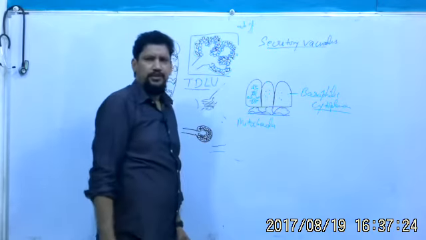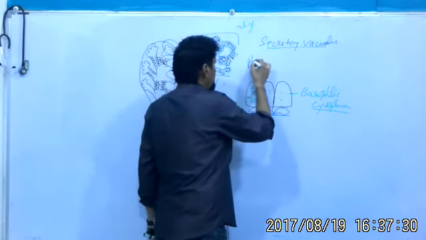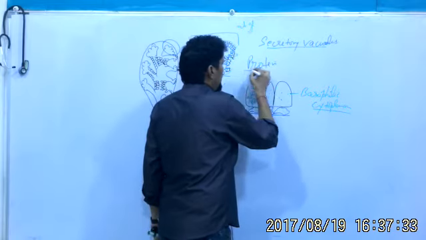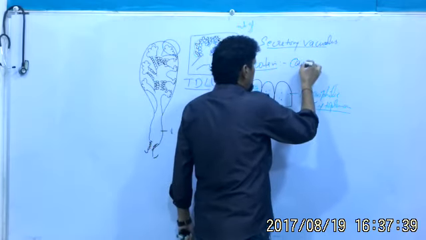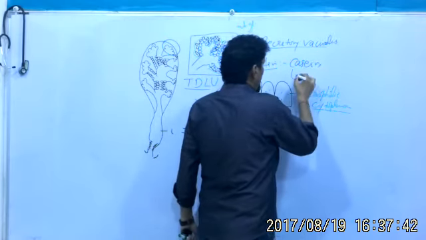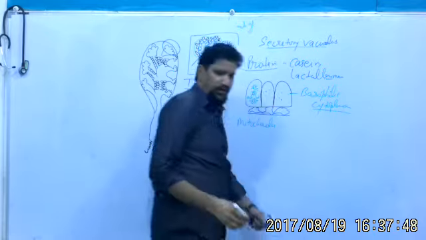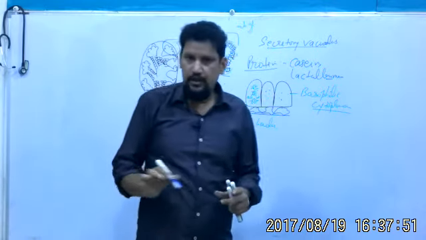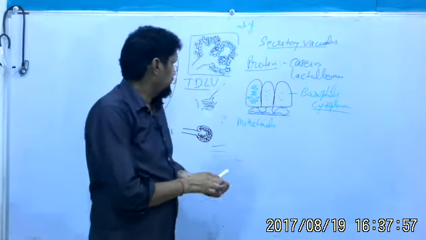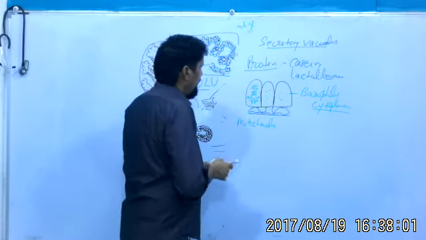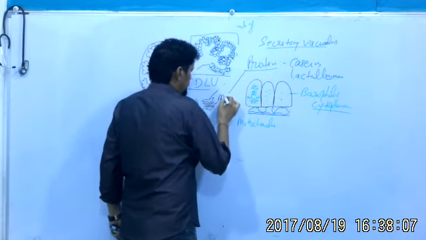There are two types of secretory vacuoles. One is the protein and the other is the lipid. The protein vacuoles secrete casein, a milk protein, and lactalbumin. So, the protein secretory granules are of the merocrine type of secretion, where only casein and lactalbumin are secreted. This is merocrine.